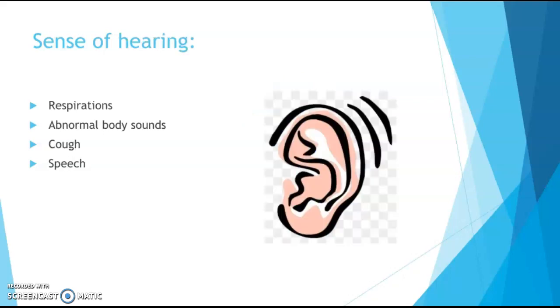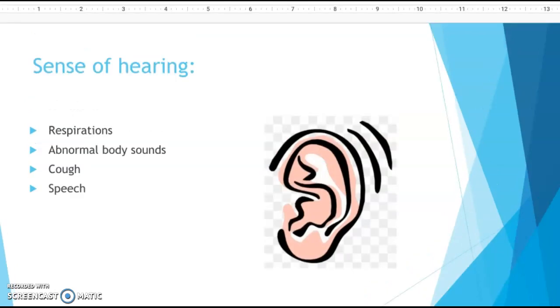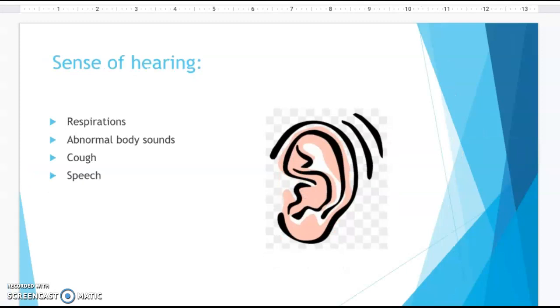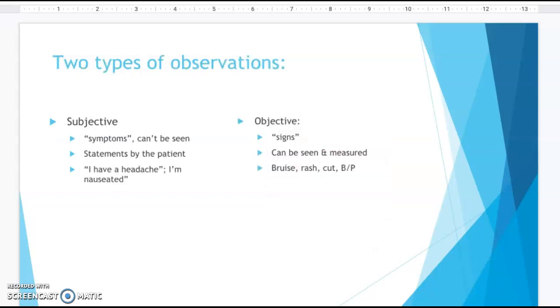My sense of hearing. I need to be able to listen with the stethoscope and listen to their respirations. I need to be able to hear abnormal body sounds if they're gurgling, if they have a lot of respiratory secretions. I need to know that. I need to know if they've got a deep productive cough. I need to be able to tell if their speech is clear. If they're having some slurred speech, I need to be able to recognize that. They may have had a stroke.